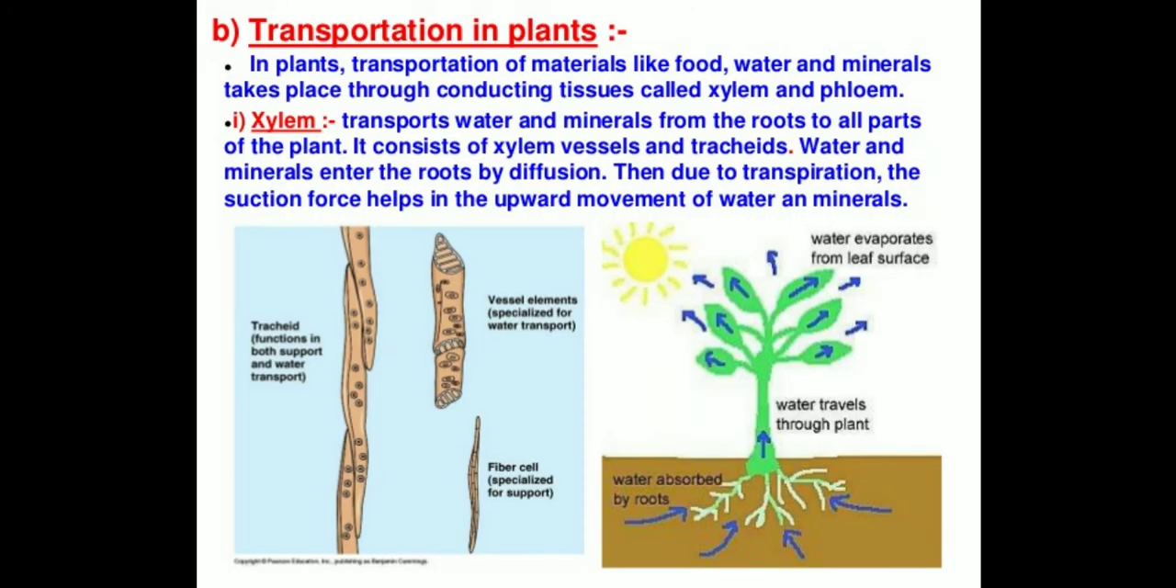Now, transportation in plants. In plants, transportation of food, water, and minerals takes place through the conducting tissues known as xylem and phloem. Xylem transports water and minerals from the roots to all parts of the plant. It consists of xylem vessels and tracheids.